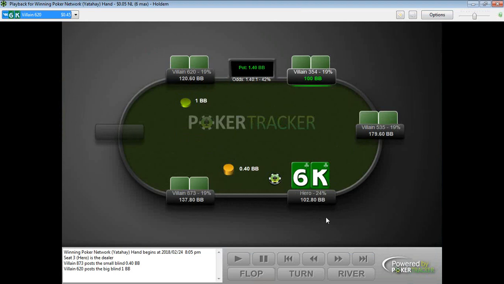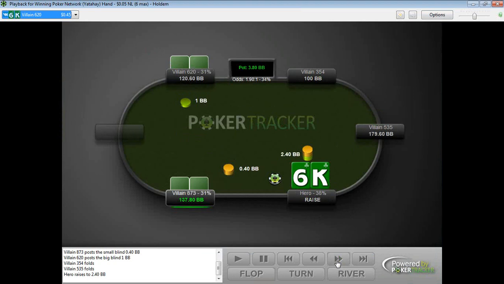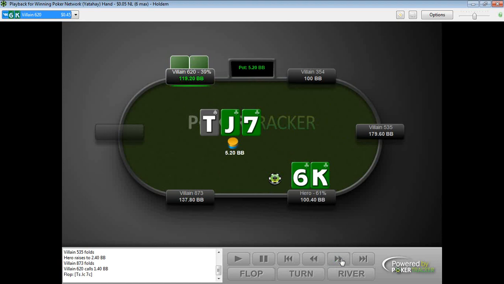Okay. So here we open raise at 2.4 big blinds from the button. It's fine. And we get a call from the big blind. And we have a flush draw here, and we have a backdoor gutshot. So if he checks here, we definitely want to bet. So he does check here, and we do decide to bet here.